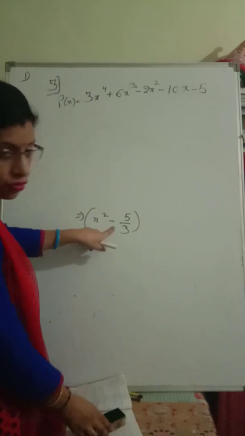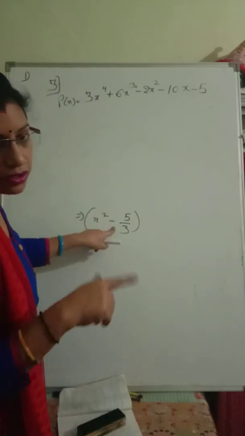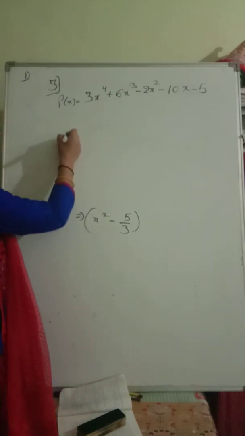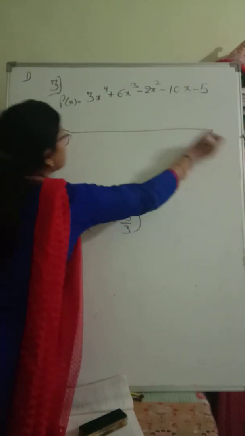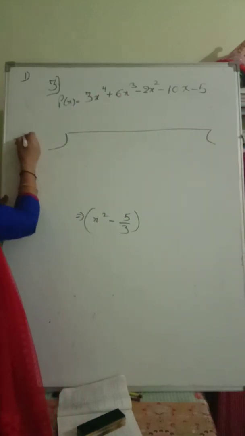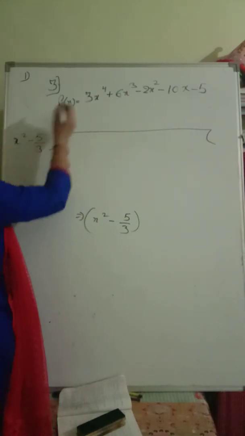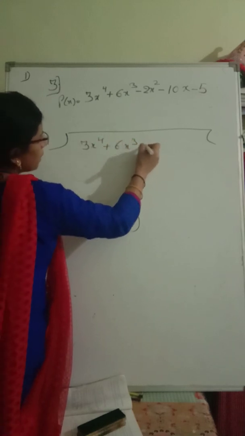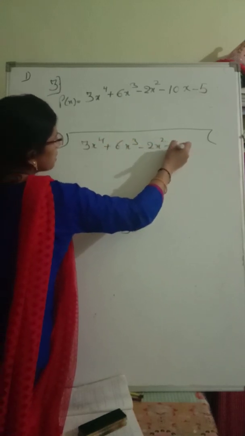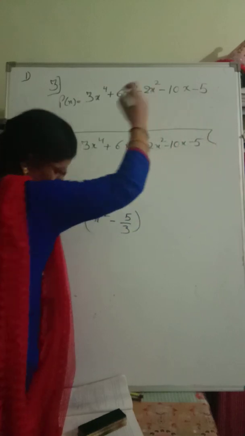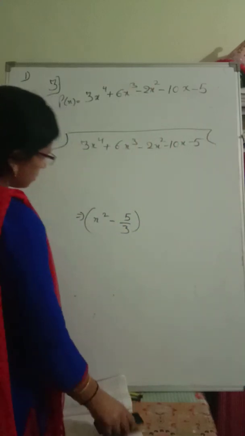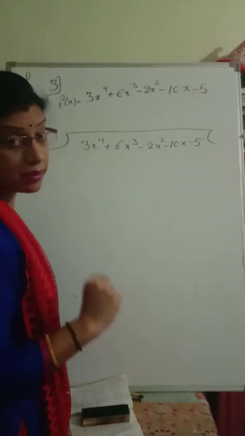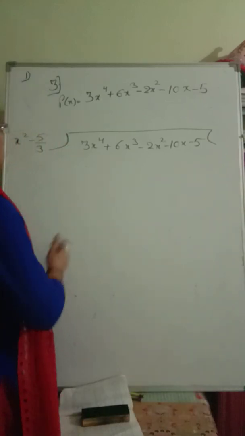So from here, plus root 5 upon 3 and minus root 5 upon 3 are the two zeros of this equation. Now we will divide the polynomial by this factor. So x square minus 5 upon 3, dividing 3x to the power 4 plus 6x cube minus 2x square minus 10x minus 5. Okay, let us divide. Remainder should come 0.